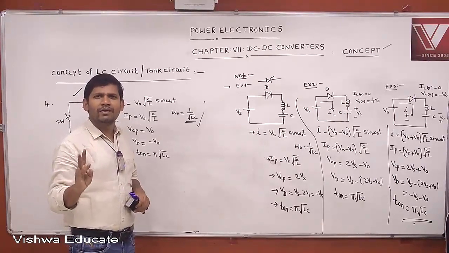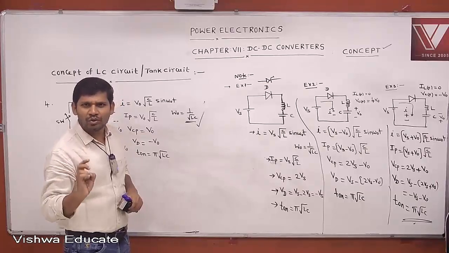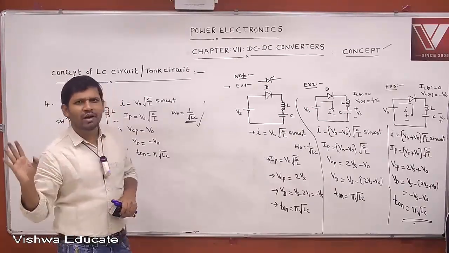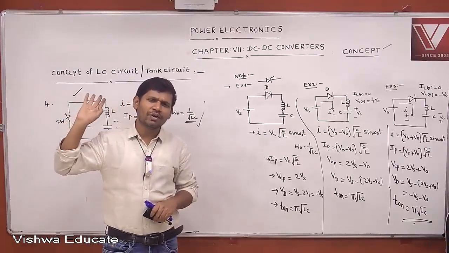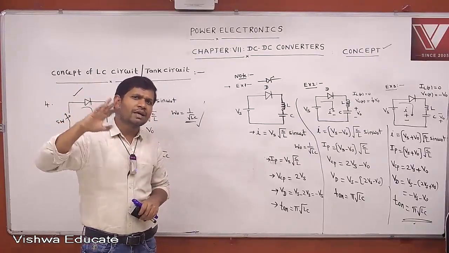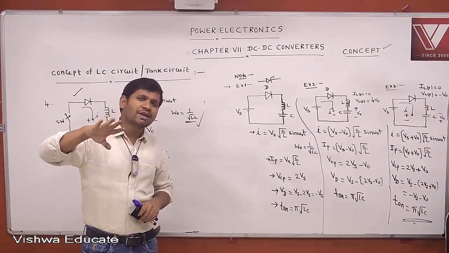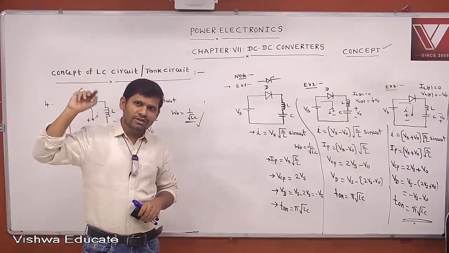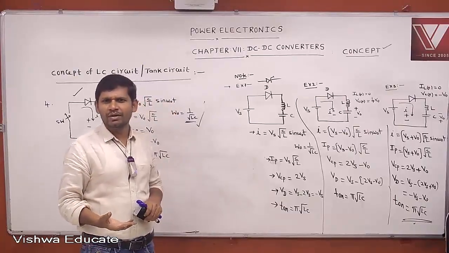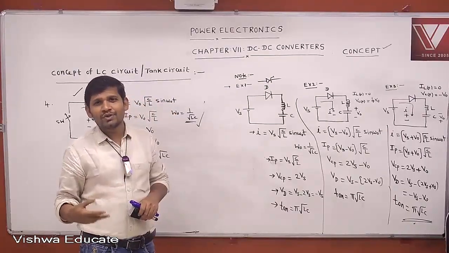Then separately I will discuss class C commutation, that is complementary commutation. I gave some introduction only. Complementary commutation is used in the parallel inverter. Class B commutation is used in the current commutated chopper, and class D commutation is used in the voltage commutated chopper. Like that, load commutation is used in the series inverter.